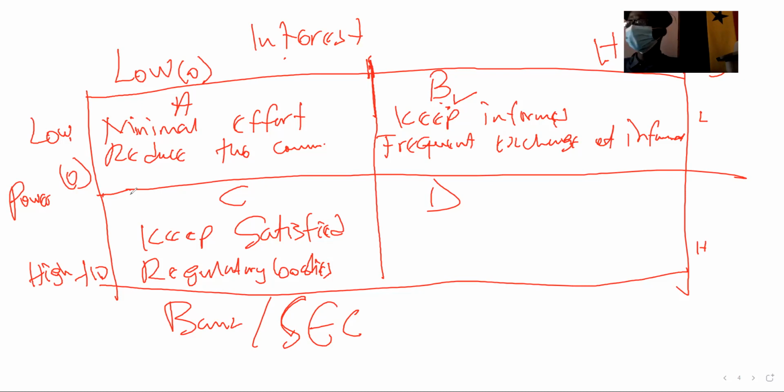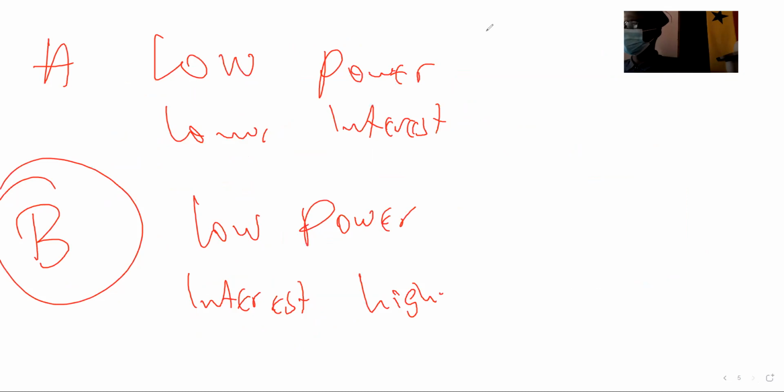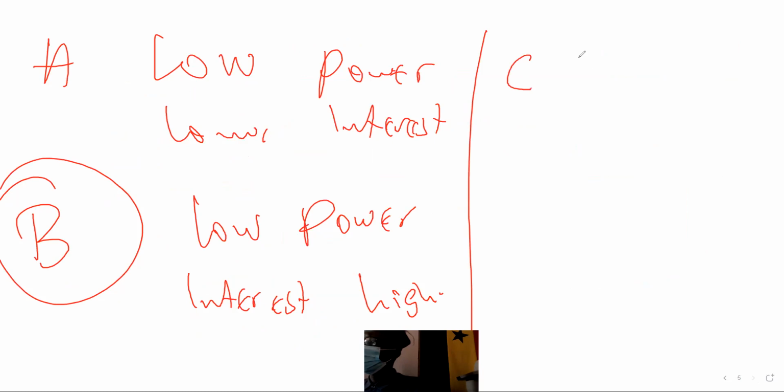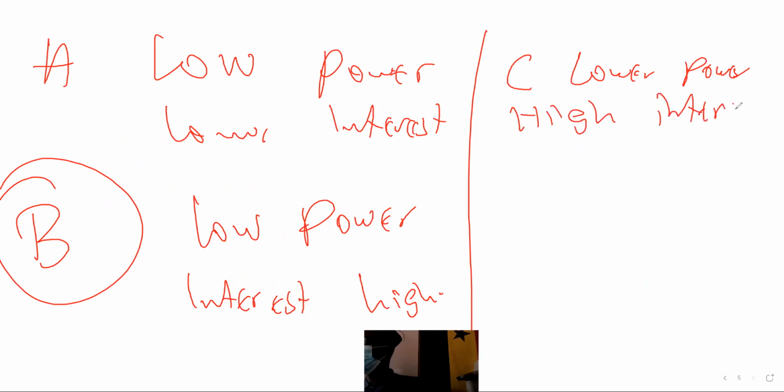Yes. Now let's go to the D. Interesting people. They have everything, all in all. So let me go to the C. The C, low power but high what? Interest. That's the C. So anywhere you are drawing it, it can come under any quadrant. Make sure that these features don't change. That is what we are going to look out for.